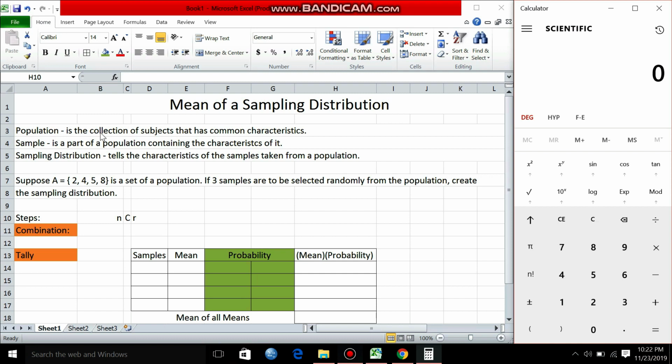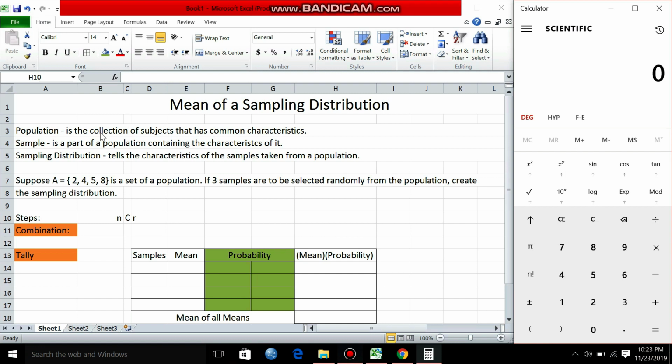For example, if we want to determine the mathematical ability of the grade 12 students, the subjects here are the grade 12 students, since their common characteristic is being grade 12 students. Then suppose that your population is too large, and you don't have the time or resources to conduct a survey of all those students.